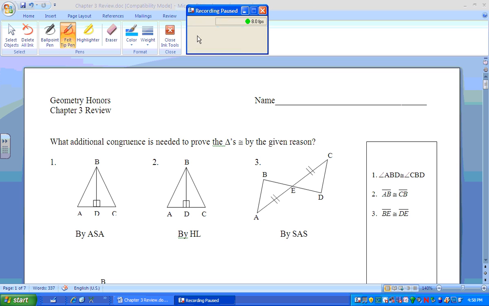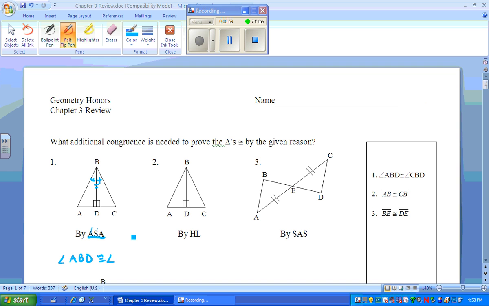Let's see what we have. The first couple questions ask, what additional congruency is needed to prove the triangles congruent by the given reason? So you have to look for the given reason. This one we want angle, side, angle, and then you have to find it in here. I can see an angle, so I got one of the angles. The side, I don't see any sides marked, but I know reflexive, so there's that. And I need another angle, and they all have to be next to each other. So I got angle, side. That means the other angle would have to be up here and up here, which means it's angle ABD being congruent to angle CBD.